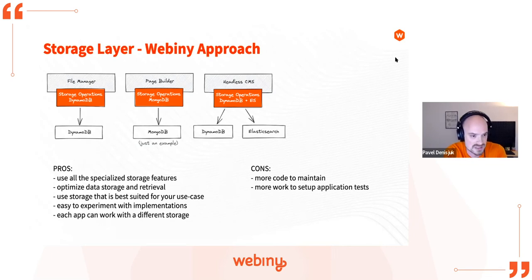That storage operations layer can then work with native storage services, right? It can be DynamoDB, but we are not using an abstraction on top of that. We are literally using DynamoDB clients. So we can use all of the strengths of DynamoDB. For example, for page builder, you may say, MongoDB is a better option for me. I will need some kind of crazy statistics or whatever, and I may want to use MongoDB aggregation features. So you can say, okay, my file manager still works with DynamoDB, but my page builder will work with MongoDB.